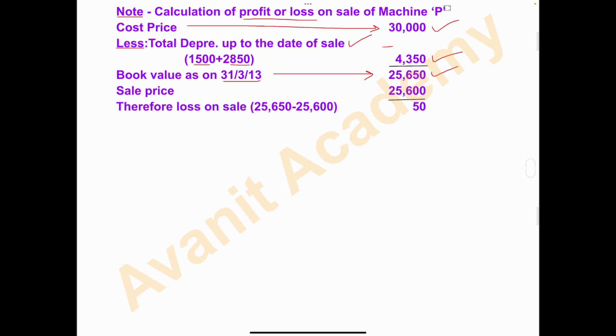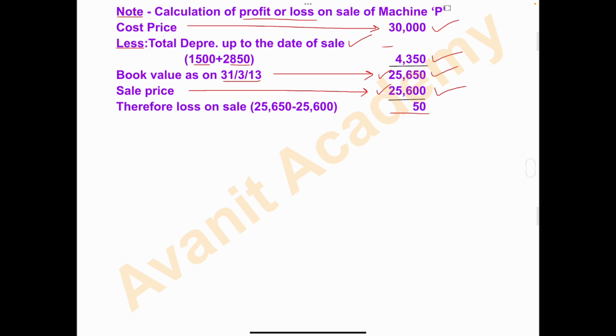After deducting all the depreciation, the value of machine P on 31st March 2013 is 25,650. So for how many rupees have we sold this machine P? For rupees 25,600, the sale price. So the selling price is 25,600. The actual value of machine P on 31st March 2013 is 25,650, but we sold the same machine P for 25,600, which means we have incurred a loss of 50 rupees.